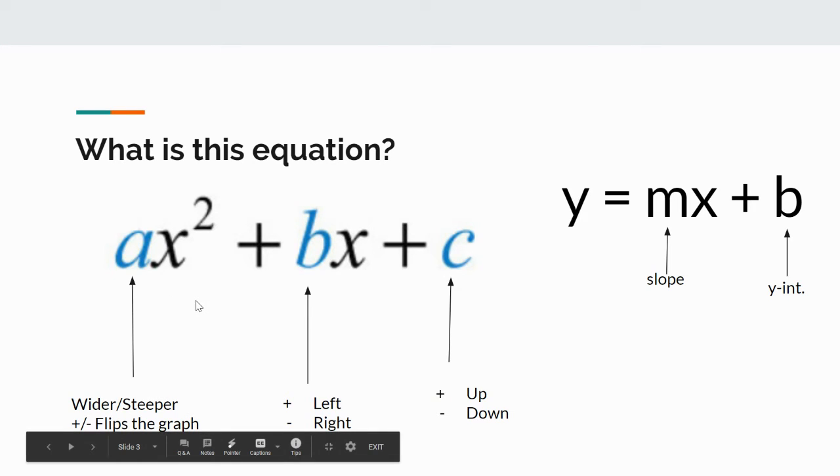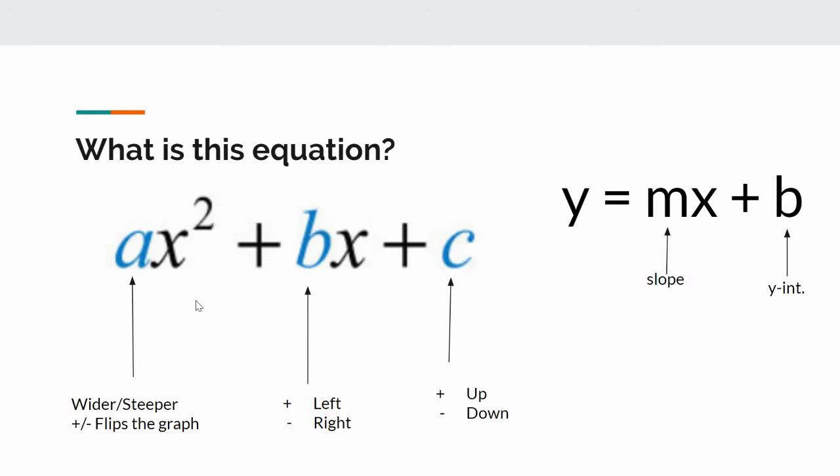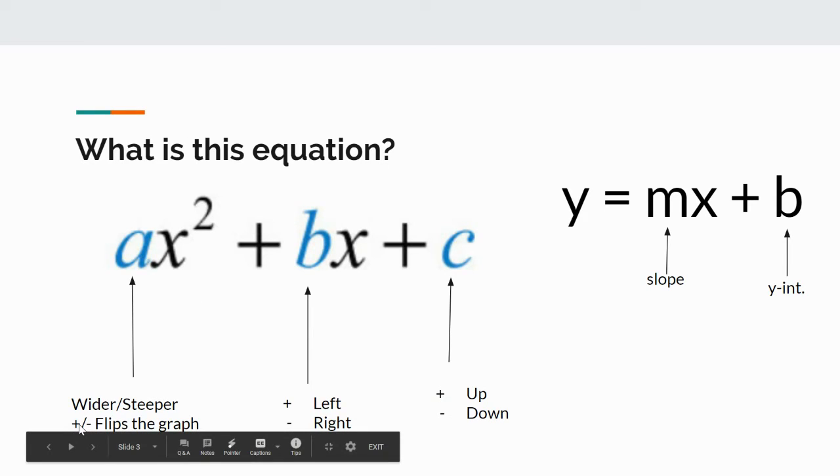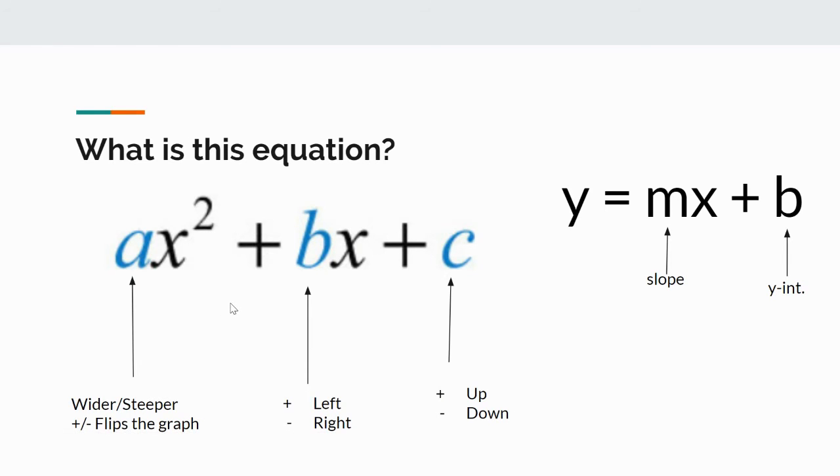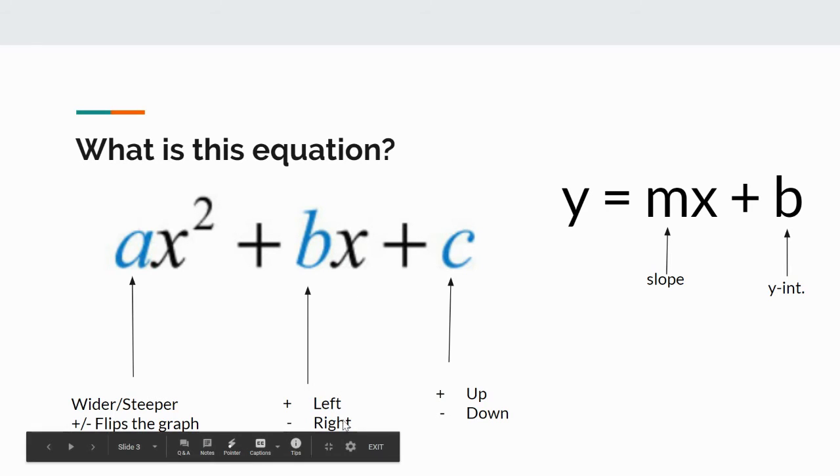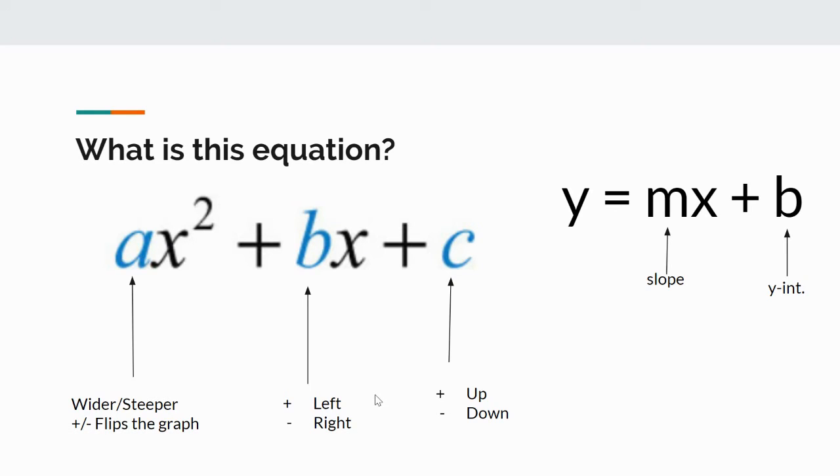So a makes the graph a little bit wider, or what we would say is steeper. If it's positive, it opens up like a U. If it's negative, it makes the whole graph open down, more like an N or an upside down U. As the b changes, it moves it left and right. It does move it up and down a little bit, but it mostly moves the graph left and right.